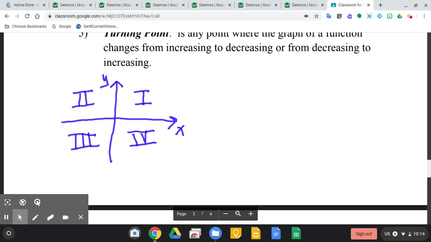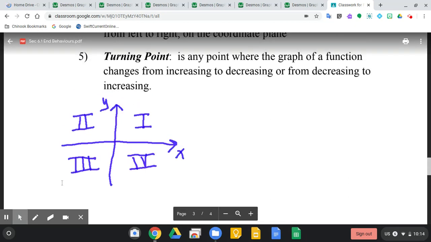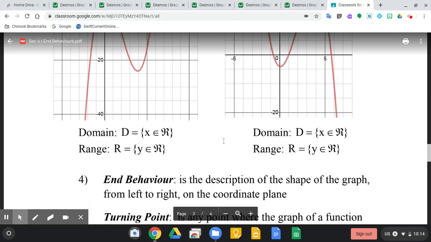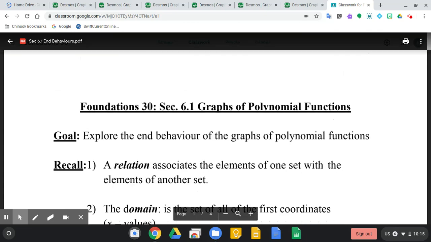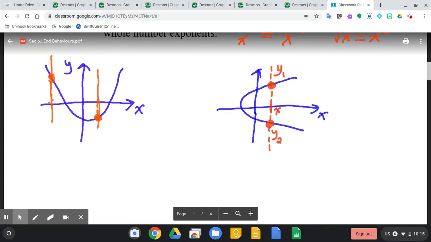All right, turning points. A turning point is any point on the graph of a function where it changes from increasing to decreasing or from decreasing to increasing. Now let's go back to our graphs. Let's go back to our lines. Our lines were at the top here. Sorry, I went too far.